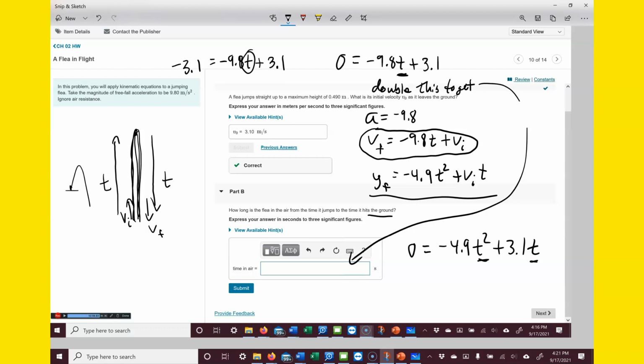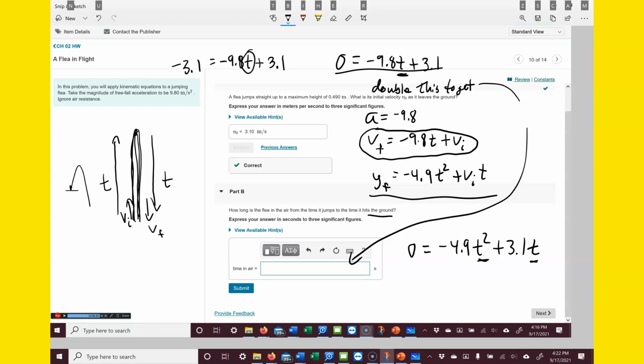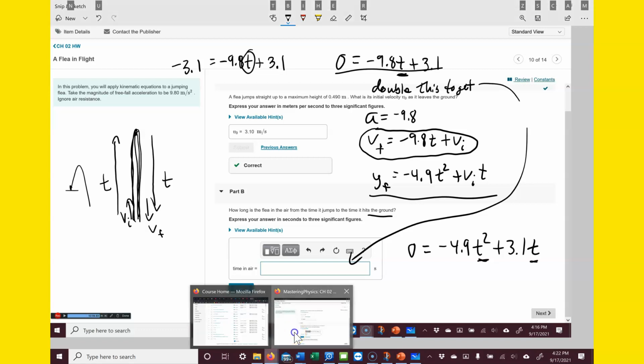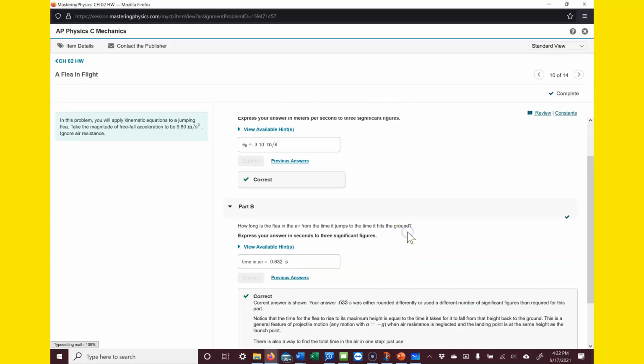Let's see what the answer is. This answer is for t. If I use this one, I just subtract 3.1, divide by negative 9.8. So 3.1 divided by 9.8 is 0.316. Then I double that, and I get 0.633. Let's try that. That is correct.